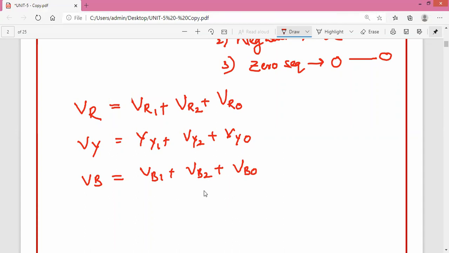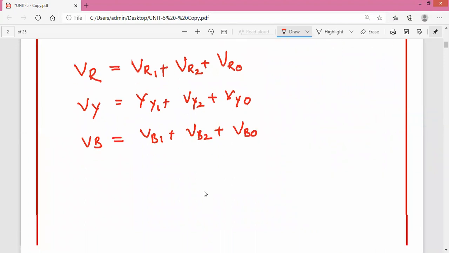Now the complex power is also not equal to 3 into VI. To represent these unbalanced parameters, we require a set of balanced parameters. These balanced parameters are of three types, called symmetrical components: positive sequence component, negative sequence component, and zero sequence component. Each unbalanced parameter can be represented by using these three sets of balanced components. So this is for voltage representation.